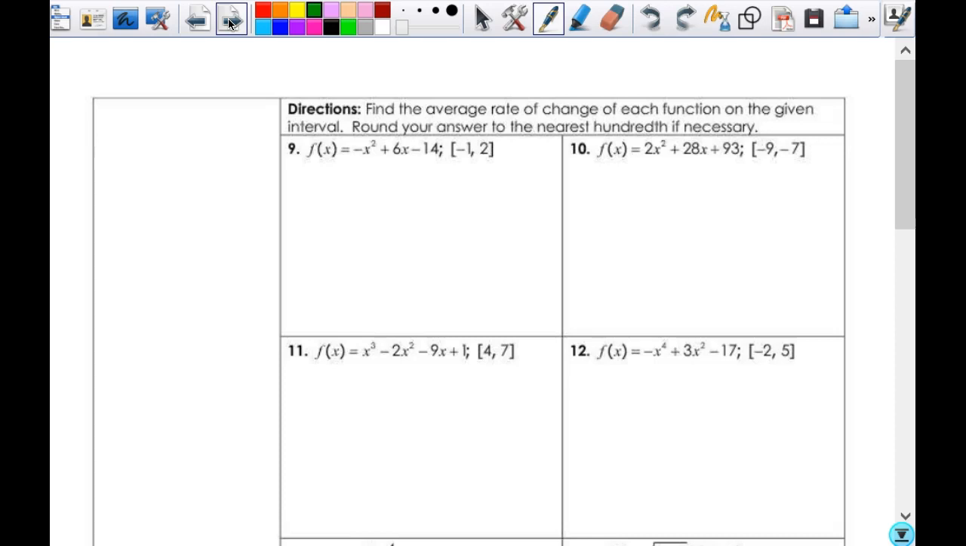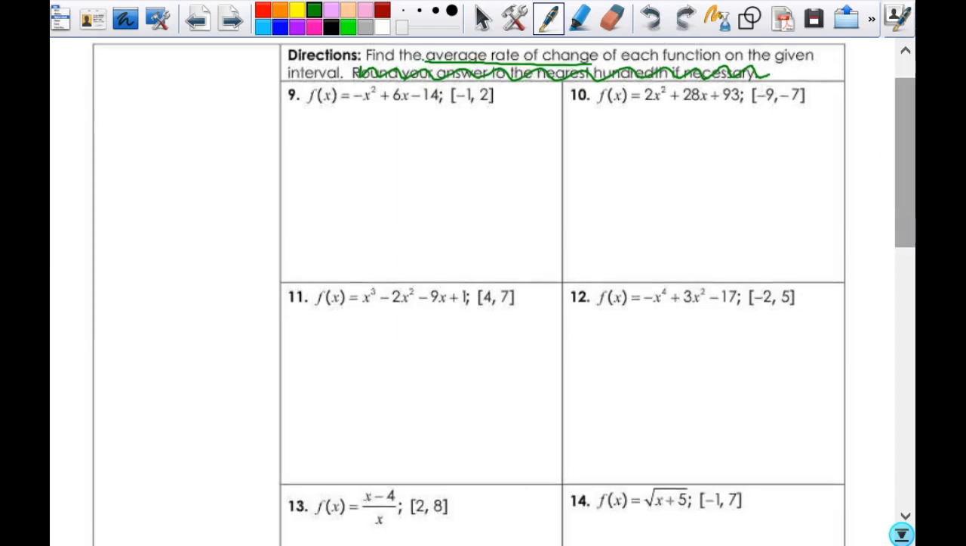All right, so this says find the average rate of change, which is telling me slope of the secant line, just like rate of change told me slope, of each function on the given interval, and then we're not rounding our answer because we don't even have a calculator, and we won't have to estimate on anything. There's like one that comes out to a fraction, but it would be a fraction.